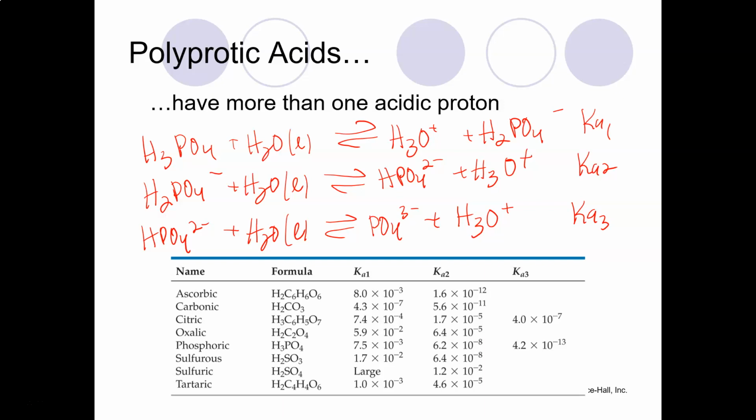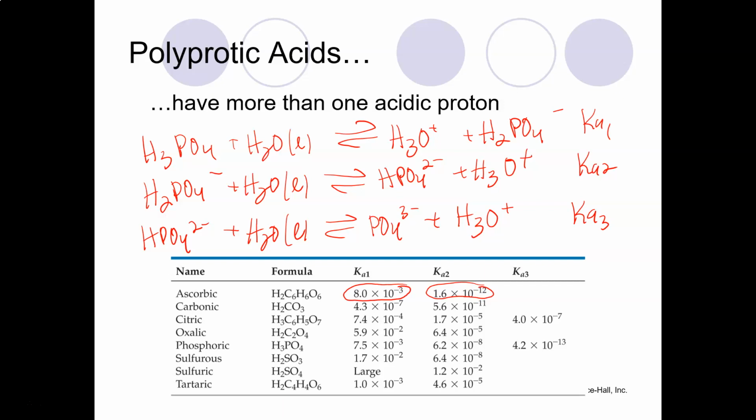So like if we look at ascorbic acid that has two hydrogens, its Ka1 is 8.0 times 10 to the negative third. That's a pretty big equilibrium constant for a weak acid. We couldn't use a shortcut on that. For the second step, it's 1.6 times 10 to the negative 12th. Well, ascorbic acid starts with two hydrogens. It gives one away easy enough because it already has another one.